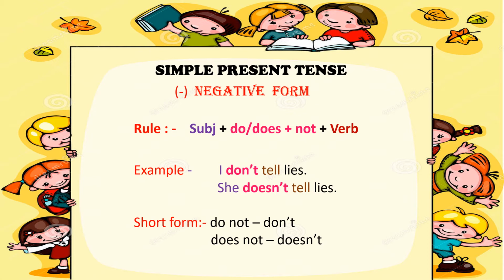Similarly, in the case of he, she or it, we see the sentence as she doesn't tell lies, where she is the subject. We use the word does plus not. We use the short form of it, doesn't, and then add the verb to it.